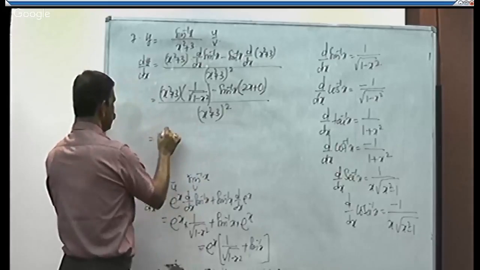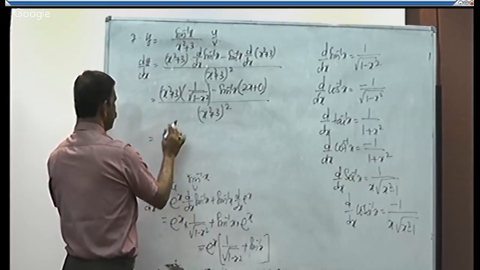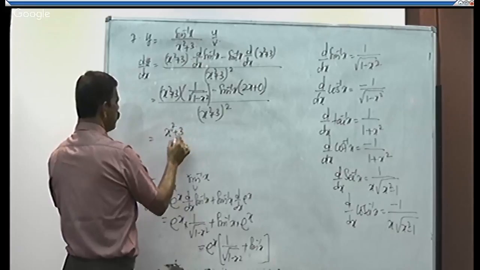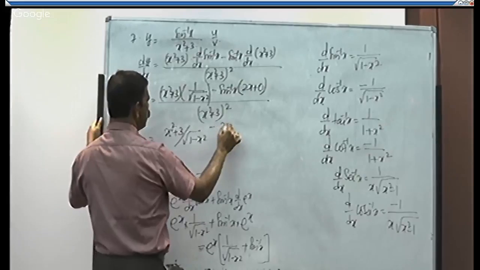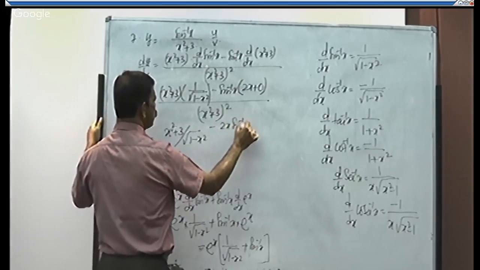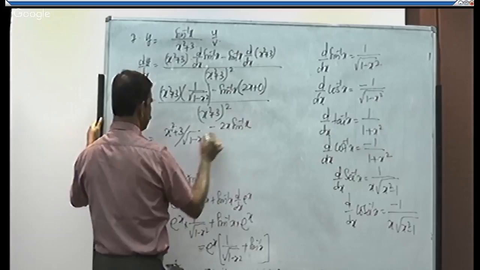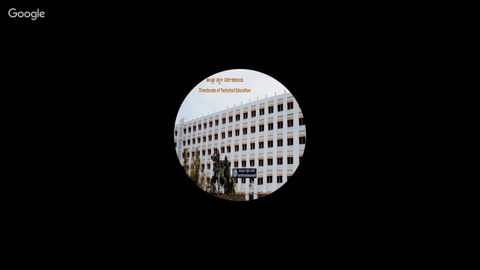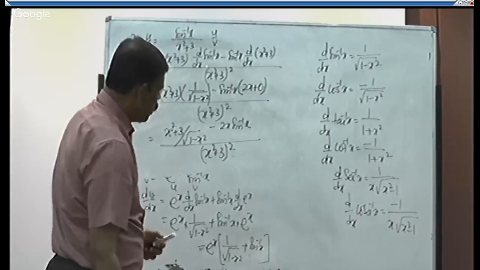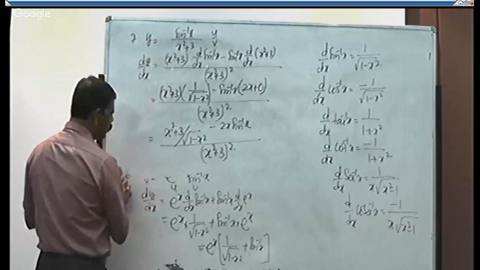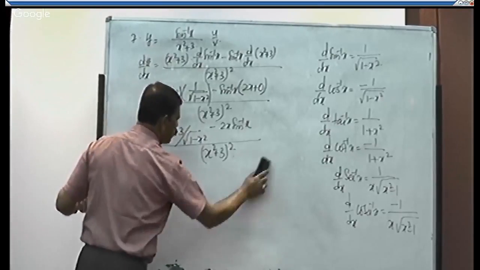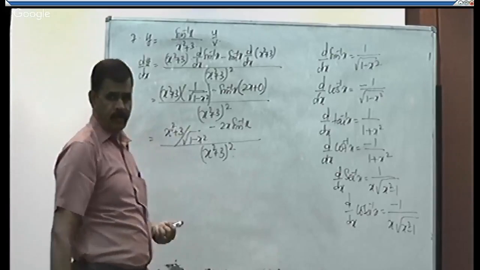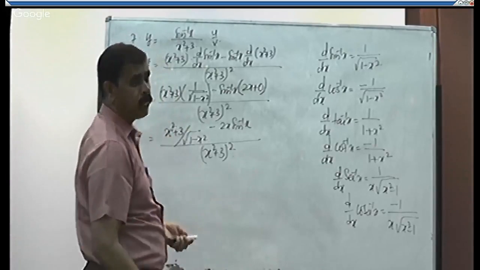So finally, you can write: (x² + 3)/√(1−x²) minus 2x sin⁻¹x, all divided by (x² + 3) whole square. Right? Like that, if they are in quotient form, we have to use the quotient rule. If they are in product form, we have to use the product rule. So let us work out one or two problems on the chain rule.